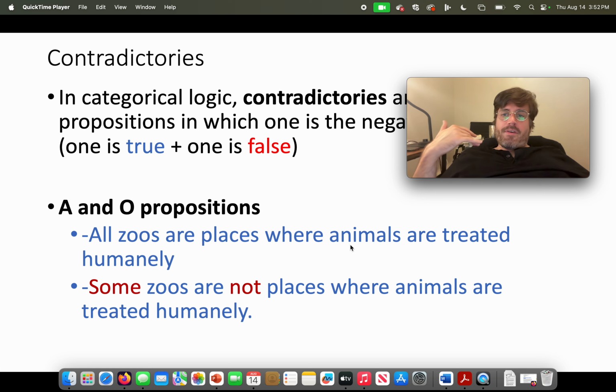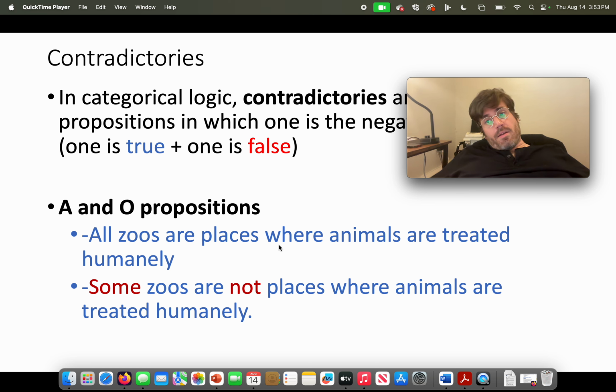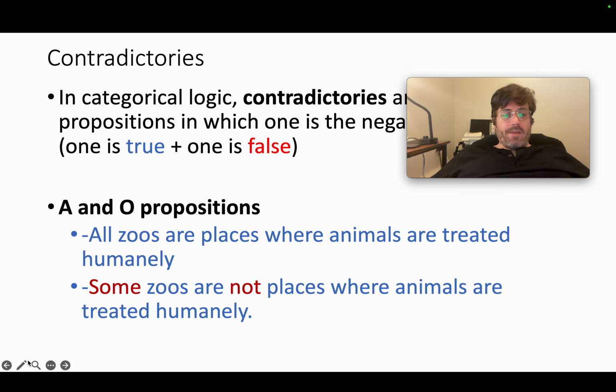And then the contradictory of that sentence, if we're to think about how to transform that sentence into its contradictory, we know it has to become an O proposition. We transform it into an O. So the universal becomes a particular in the O proposition, some, and the quality moves from affirmation to negation with are not. So the O proposition is some zoos are not places where animals are treated humanely.